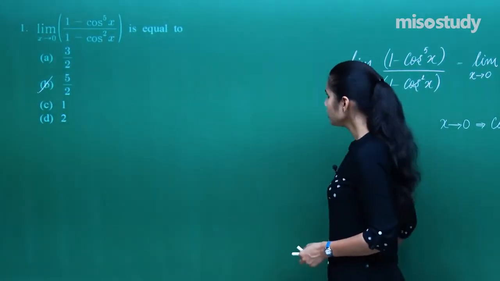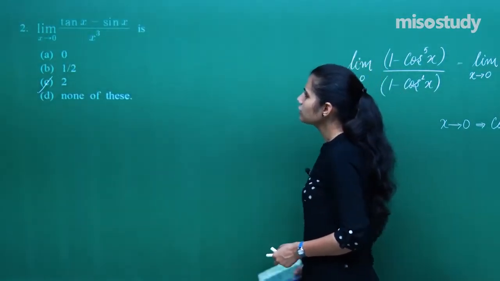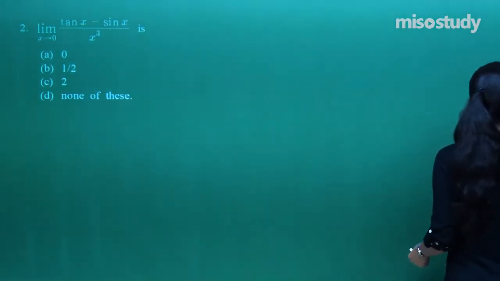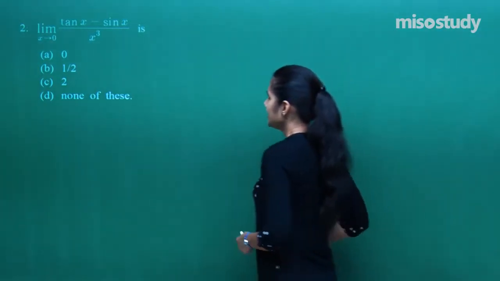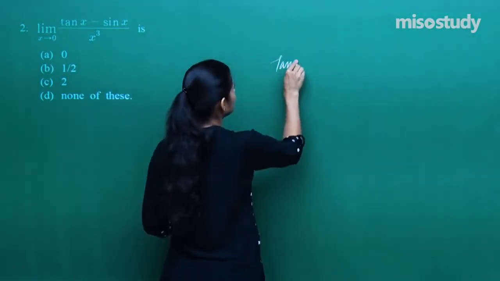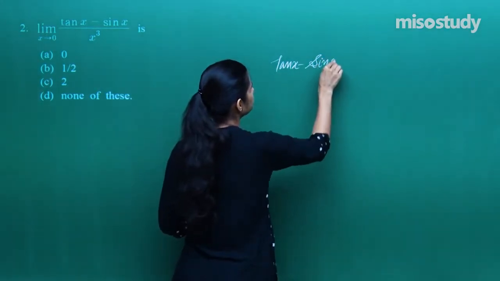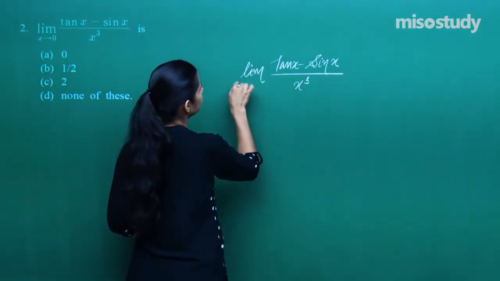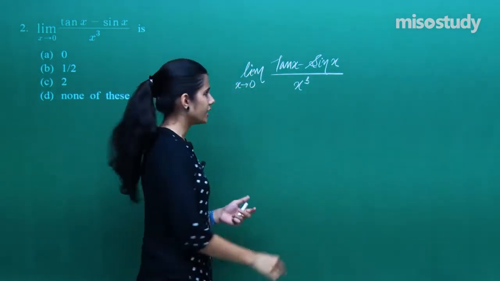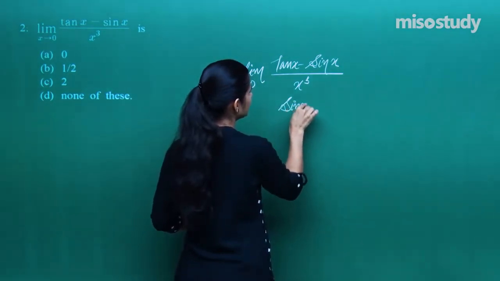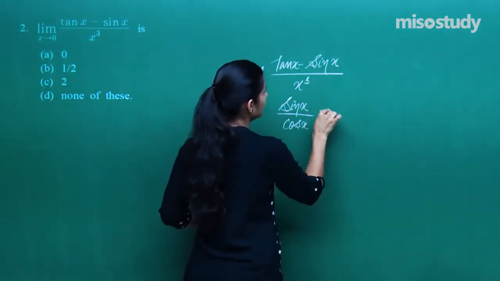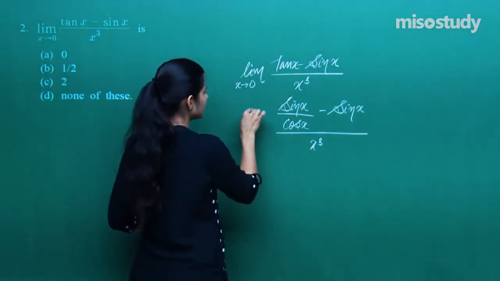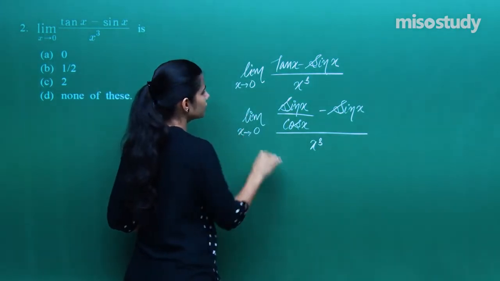Clear? Moving on to the next question, we have limit x tends to 0 of tan x minus sin x whole upon x cube. Let's try to see what this limit turns out to be. Tan x minus sin x whole upon x cube. Okay, so this becomes sin x upon cos x minus sin x whole upon x cube, limit x tends to 0. I'm just dissolving everything in terms of sine and cos.